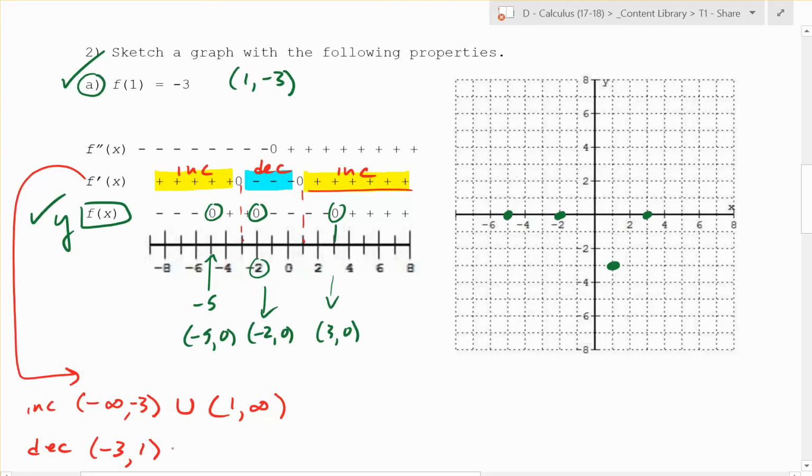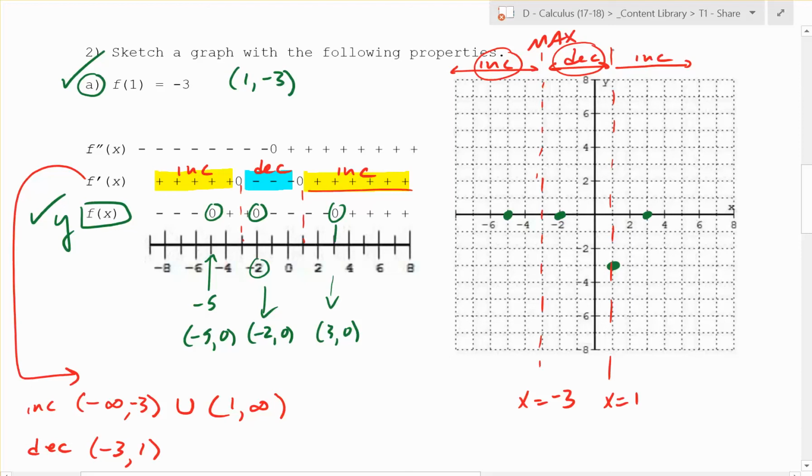So now we know where the function is increasing, and we can put in some dotted lines here. It's not a very good dotted line, but I'm doing my best. So there's x equals -3, and this right here is x equals 1. So from here to here, the function is increasing. From here to here, it's increasing, but from here to here, it is decreasing. So what does that mean? If you go from increasing to decreasing, it means you have a max as it crosses there. And if it goes from decreasing to increasing, we know there's a min right here.